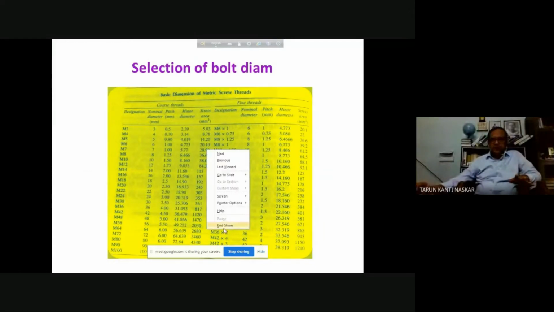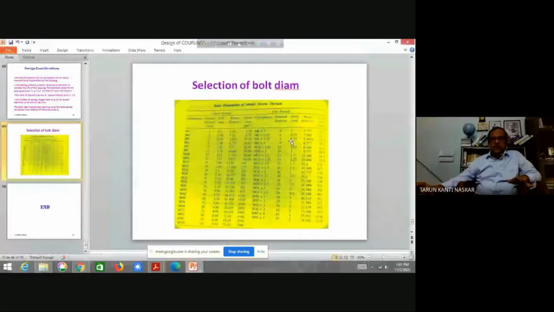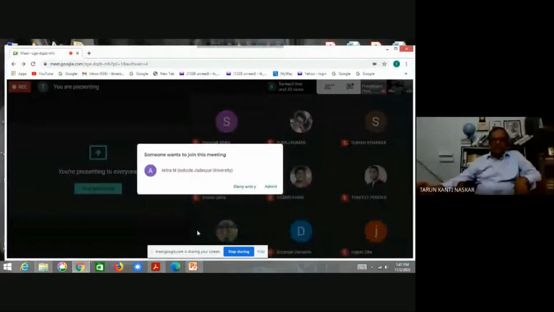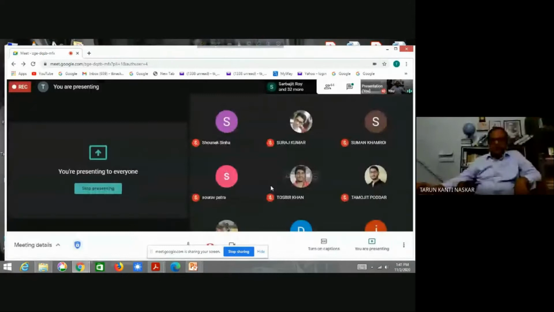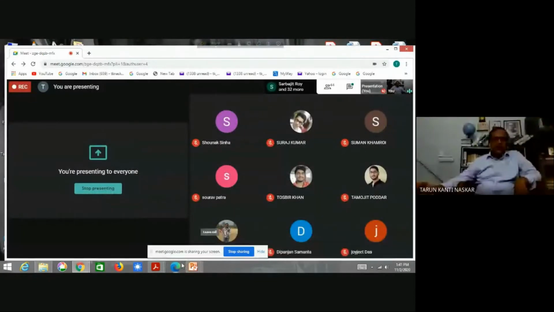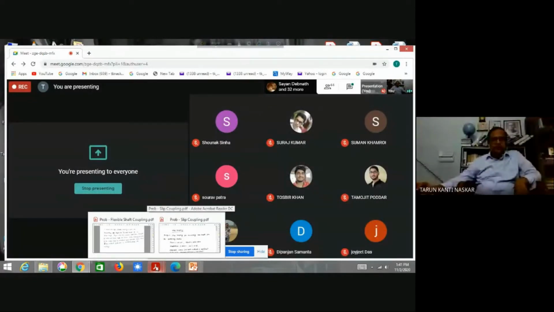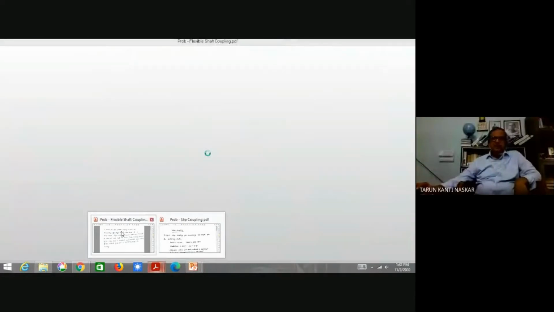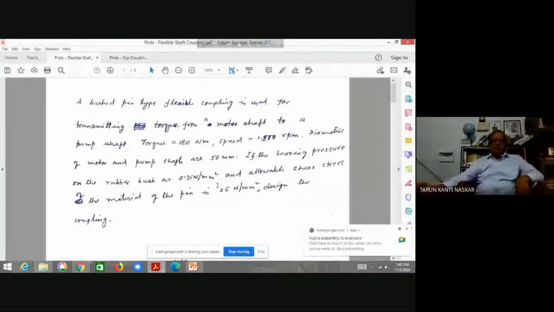Now let us go for a problem. Two problems I will show you, but those problems are handwritten, and I will just demonstrate them. One will be on a flexible coupling, bush pin type of flexible coupling, and another will be on a muff coupling. This note will be given to you.